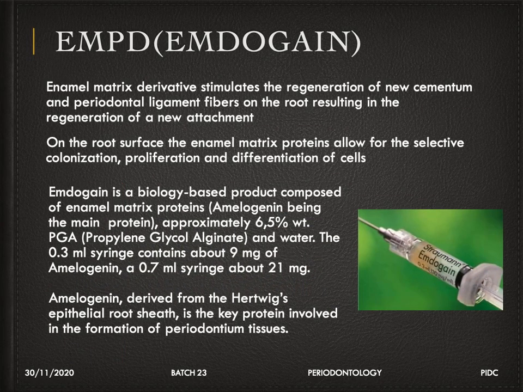The next material is Emdogain. Emdogain is nothing but amelogenin, which is an enamel matrix protein seen in enamel and cementum.